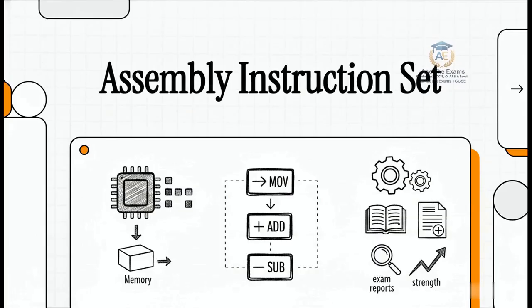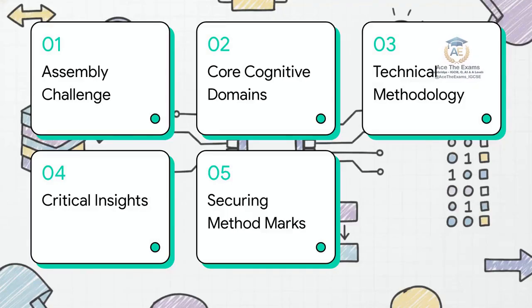We're going to look directly at the data, decode the examiner reports, and turn this weakness into your absolute greatest strength. Here is our flight plan for today's mission. We're covering, number 1, the assembly language challenge. Number 2, core cognitive domains. Number 3, the technical methodology. Number 4, critical examiner insights. And number 5, securing your method marks. Let's get right into it.